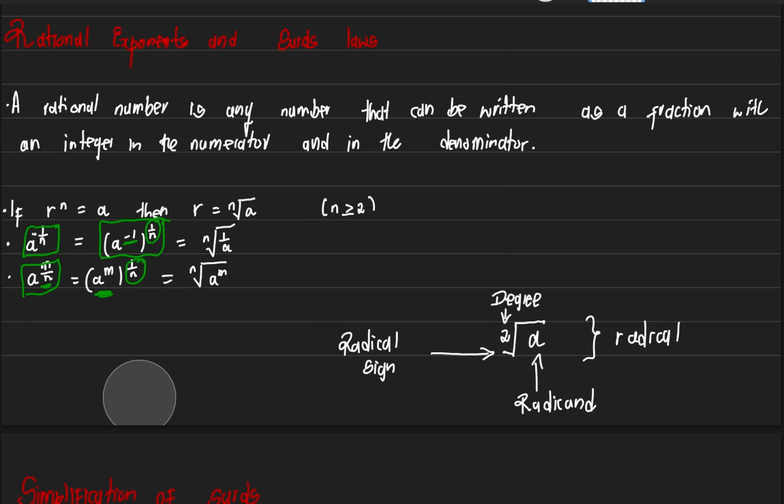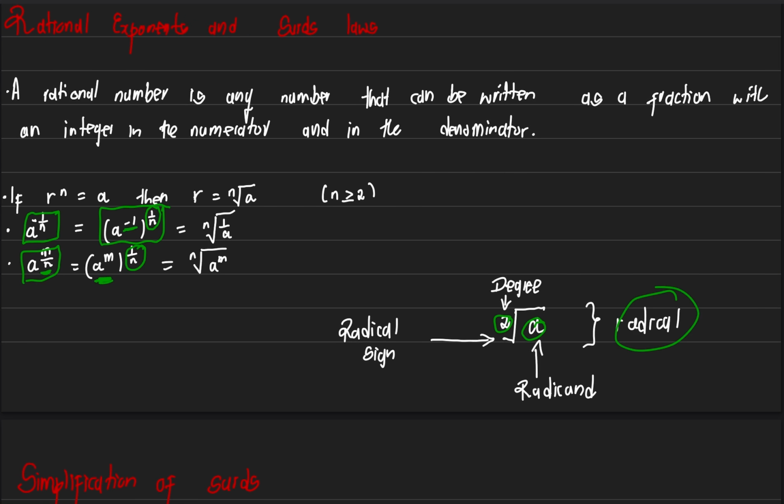Parts of a surd: you have a degree. This small number here is called the degree. This is called the radicand. The whole thing is called a radical. And this sign is called a radical sign or a root sign.